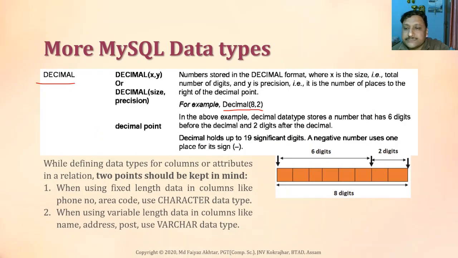Now understand, while defining data types for columns or attributes in a relation, 2 points should be kept in mind. First, for fixed length character data in columns like phone number or area code, use the character data type. And for variable length data in columns like name, address, post, use the varchar data type. Now we are going to understand this in detail on the next page.